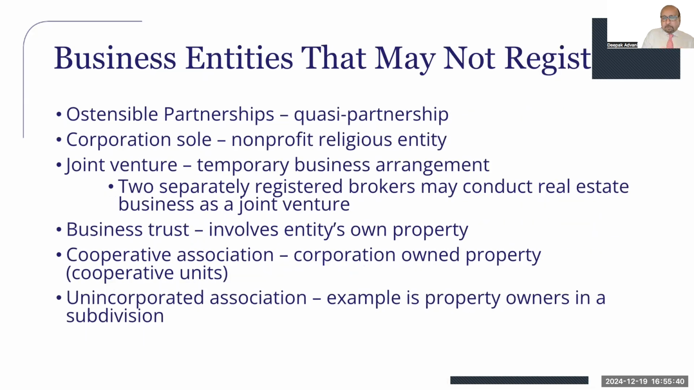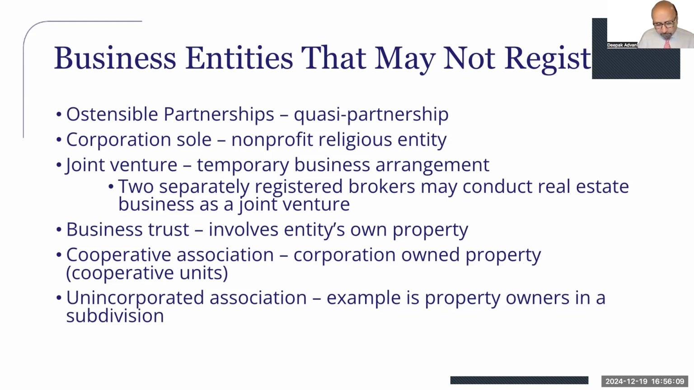So we did talk about all the different types of legal entities that may register and may operate as a real estate brokerage. Now we will talk about the entities which are not allowed to operate as a real estate brokerage. Okay, they may not register. Okay, so there is an ostensible partnership. It's also called a quasi partnership.